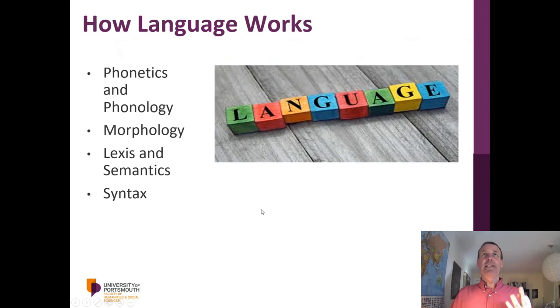The next module is How Language Works. Now, this is really the nuts and bolts of language study. We look at what language is made of. So language is basically sound. And so we look at phonetics and phonology. We look at morphology. That's how words are made, whether it's comfortable, uncomfortable, comfortless, and so on, or whether it's begins, beginning, began, and so on. So that's how words change. Lexis and semantics, that's words and meanings. And then syntax, that's basically grammar.